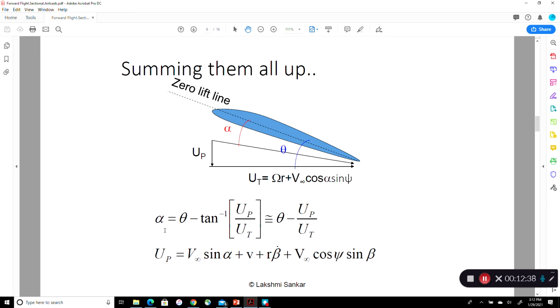At every radial location, if you know something about the pilot control theta, which we don't know yet, assuming theta is known, and if you know something about the blade flapping dynamics, which we don't know 100% yet, we can solve for the alpha.